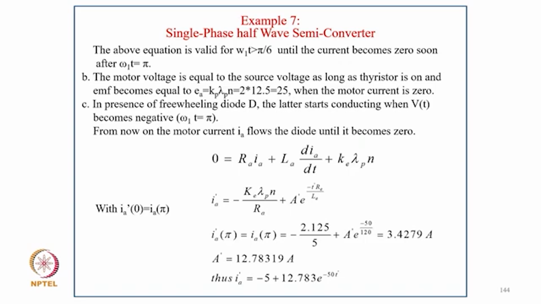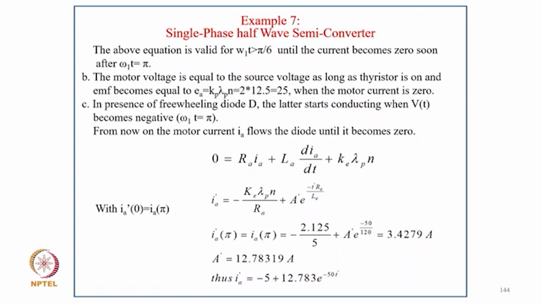Now example 7, single phase half wave semi converter. The above equation is valid for omega 1t greater than pi by 6 until the current becomes 0. So the motor voltage is equal to the source voltage as long as the thyristor is on, and EMF becomes equal to E equal to K lambda P n, so 2 into 12.5, that's 25, when the motor current is 0. In presence of the freewheeling diode, the latter starts conducting when omega 1t becomes equal to pi. Now the motor current Ia flows through the diode until it becomes 0. So 0 equal to Ra Ia plus L dIa by dt plus Ke lambda P n.